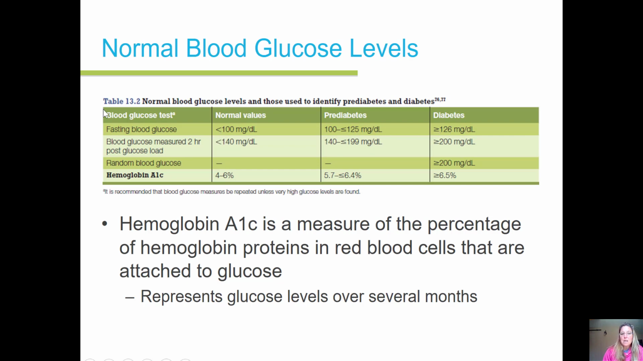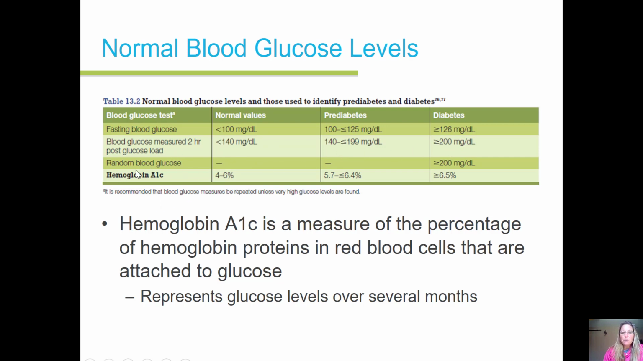greater. Sometimes people do a 2-hour post-glucose measurement. So they might drink this sugary drink that tastes terrible, sit for 2 hours, and then get their blood sugar tested. And if that's the case, these are the healthy numbers. These would be the prediabetes, and these would be the diabetes.